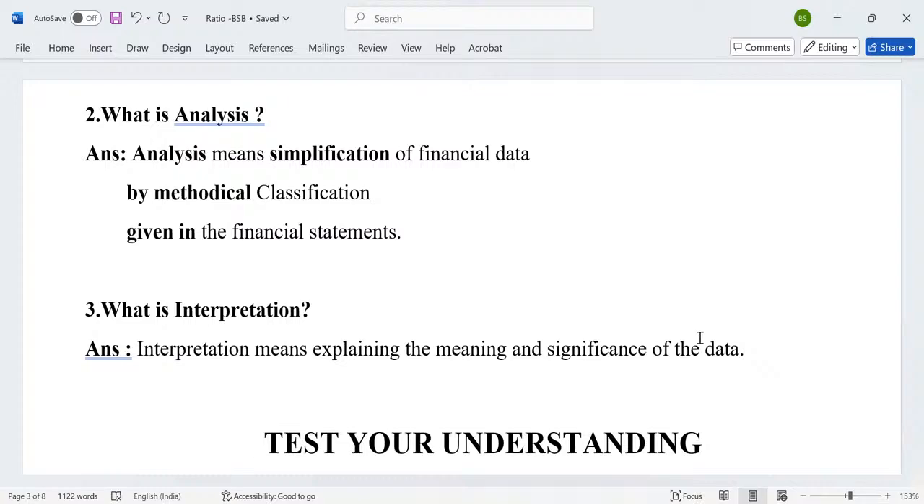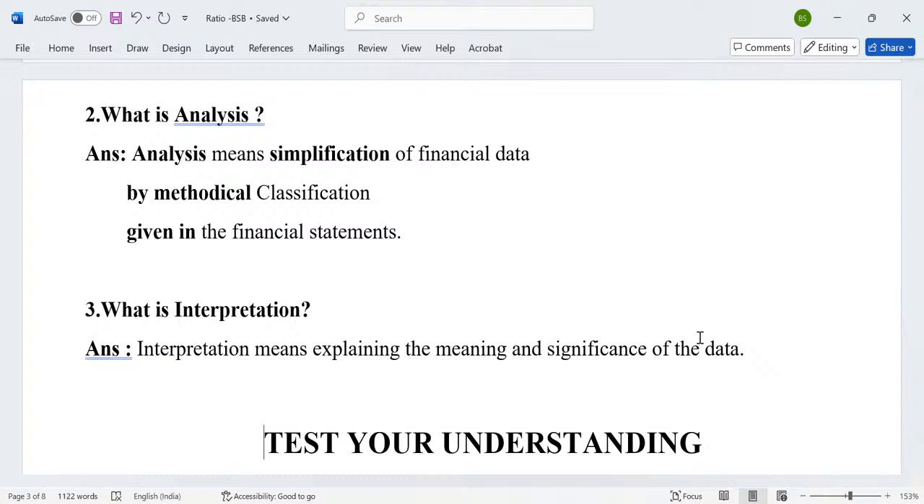By methodical classification of the data given in the financial statements. These financial data are given in where? These are given in financial statements. That's why analysis means simplification of financial data by methodical classification given in the financial statements.